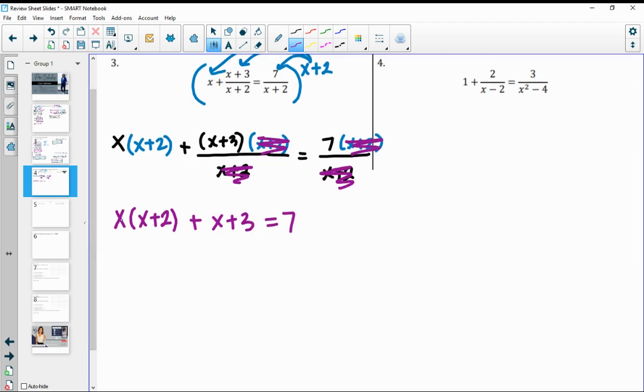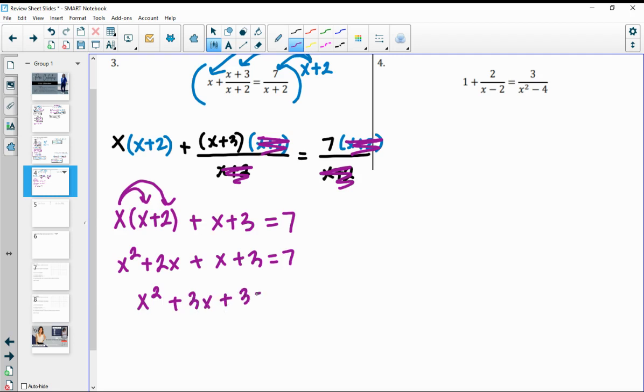So now we'll want to expand this. We'll distribute this x in, and we're going to do this so that we can see if there's any like terms to combine. So x times x is x squared, x times 2 is 2x, and then after we've combined like terms, we're going to work to solve. So now we see that we have this 2x and this x. So we'll do x squared, 2x plus x is 3x, and then plus 3 equals 7.